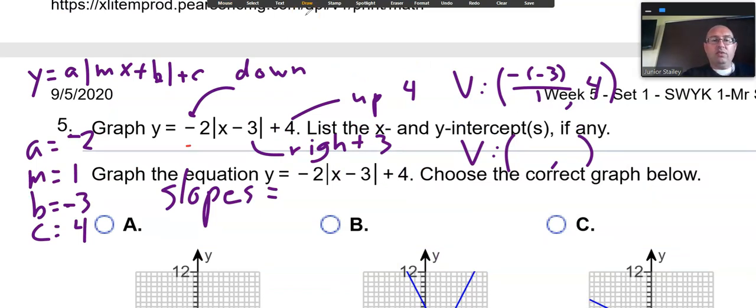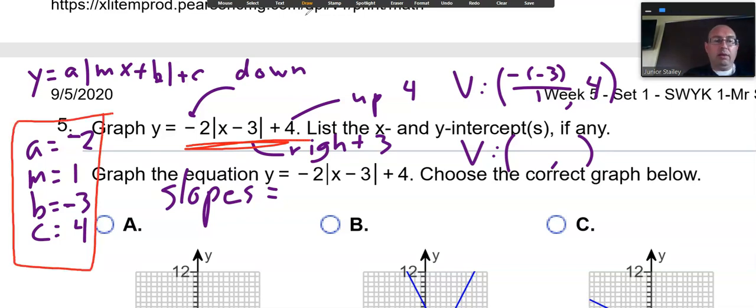So the first thing I do when I look at the whole thing is I go down my list, and I find my A, my M, my B, and my C. Right, -2, +1, -3, and +4. We know that it's opening down, because that's a negative value in front. We know that we're sliding it over 3 to the right.